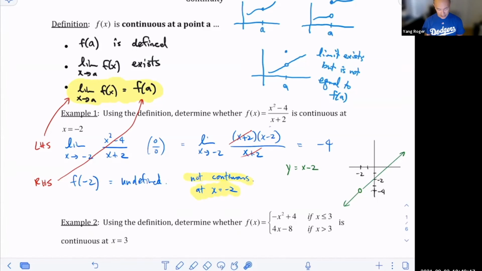So when you're calculating all these types of limits, a lot of times it reduces to something like a line, and then you can really make it continuous by redefining it at that missing point.